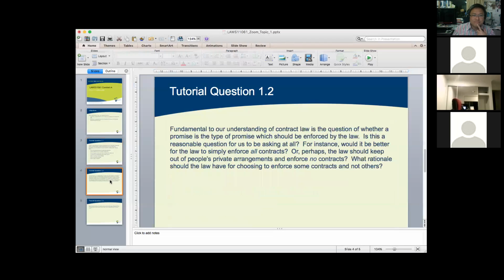Yes, Chrissy. Fundamental to our understanding of contract law is the question of whether a promise is the type of promise which should be enforced by law. Is this a reasonable question for us to be asking at all? For instance, would it be better for the law to simply enforce all contracts? Or perhaps the law should keep out of people's private arrangements and enforce no contracts? What rationale should the law have for choosing to enforce some contracts and not others?